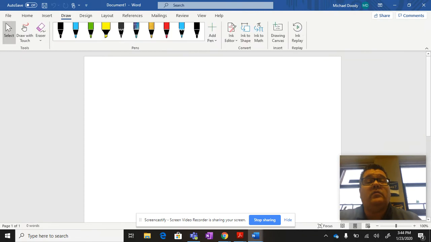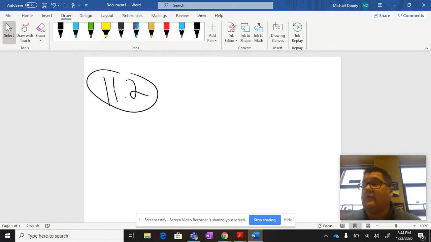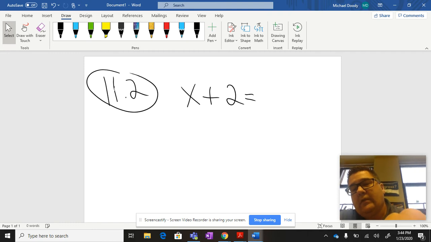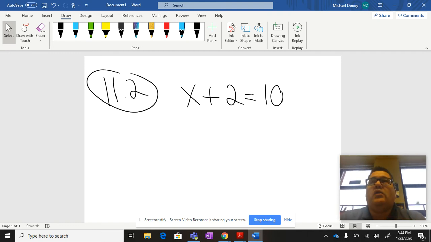So go to my draw tool, and this is going to be 11.2. This is the lesson that we did pretty much yesterday and today. So here we're going to talk about expressions and expressions going into equations. Now the word equal is in the word equation. So we want to see, okay, well, what if we had x plus 2 equals 10? Now I know what you're saying right off the top of your head. You're like, that's 8. Easy. Well, let's see what's actually going on here.